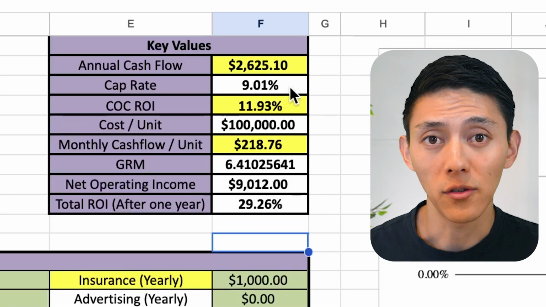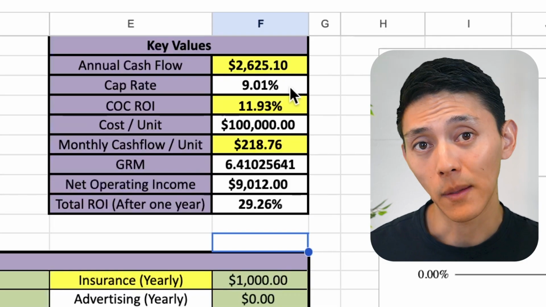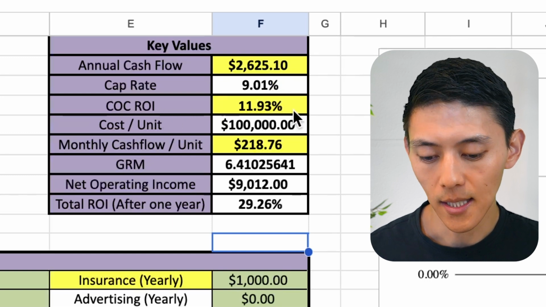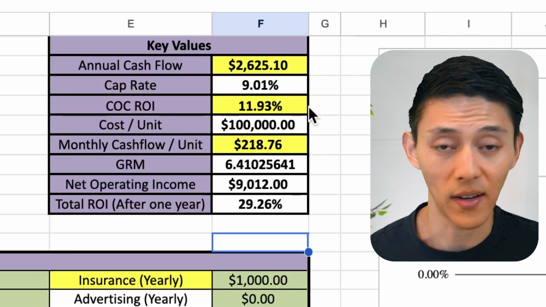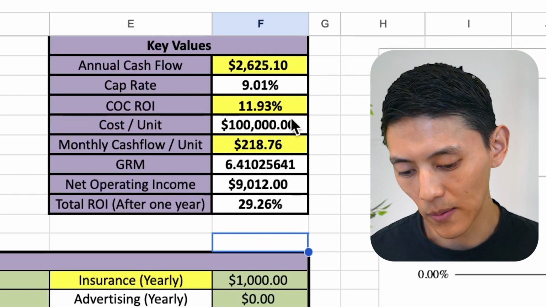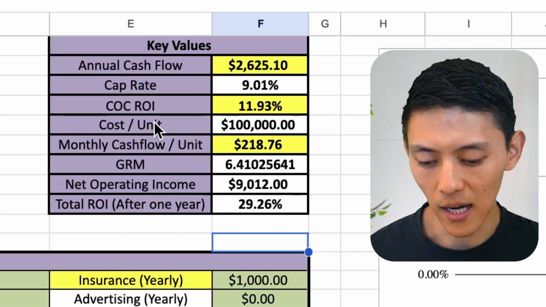Your cap rate is simply your net income before your mortgage, divided by the purchase price. It's around 9%, which is also very good. Your cash on cash return on investment is 11.93%, which I think is fantastic. Most of the time you want a cash on cash return that's positive, maybe 5%, maybe 8%, but 11.93% seems very high.